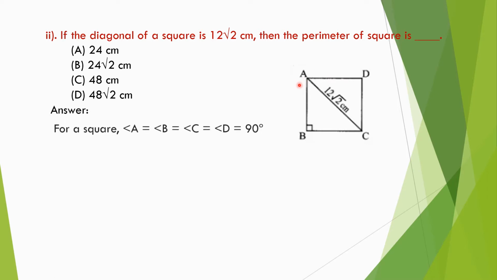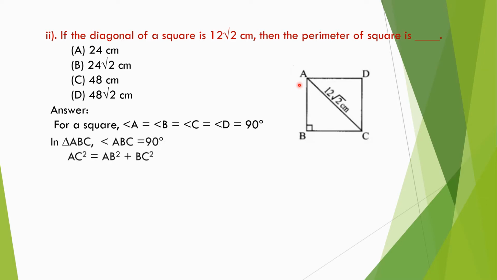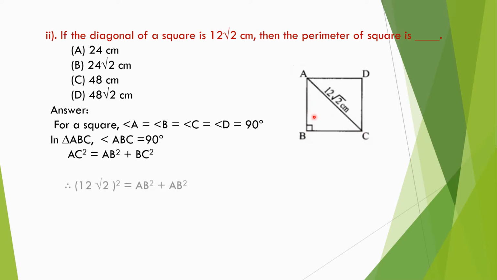And for a square, you already know all angles are 90 degree. Angle A, angle B, angle C, angle D are equal to 90 degree, and all sides are also congruent. Now here I am considering the triangle ABC. Angle ABC is equal to 90 degree. Therefore, triangle ABC is a right angle triangle. And therefore, by the Pythagoras theorem, AC square is equal to AB square plus BC square.